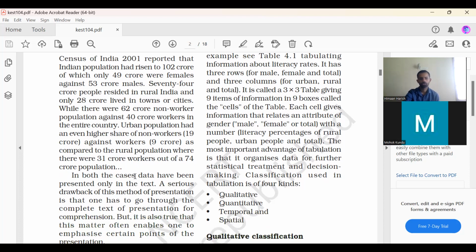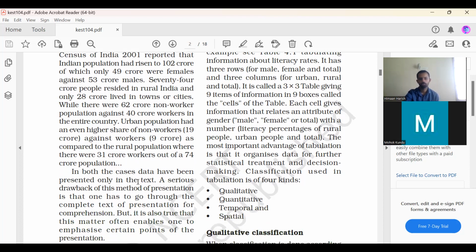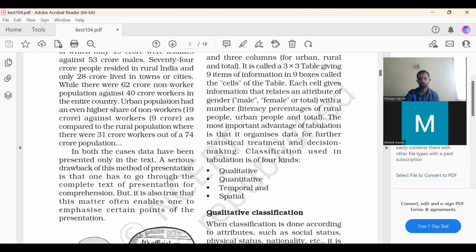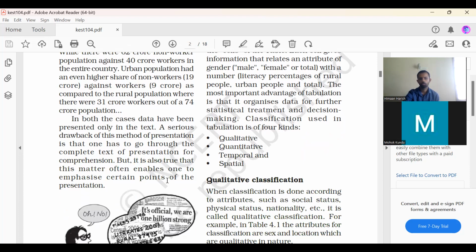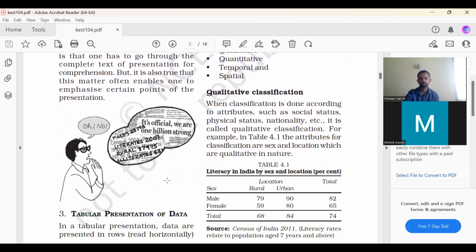In both the cases, data have been presented only in the text. A serious drawback of this method of presentation is that one has to go through the complete text of presentation for comprehension. But it is also true that this method often enables one to emphasize certain points of the presentation.